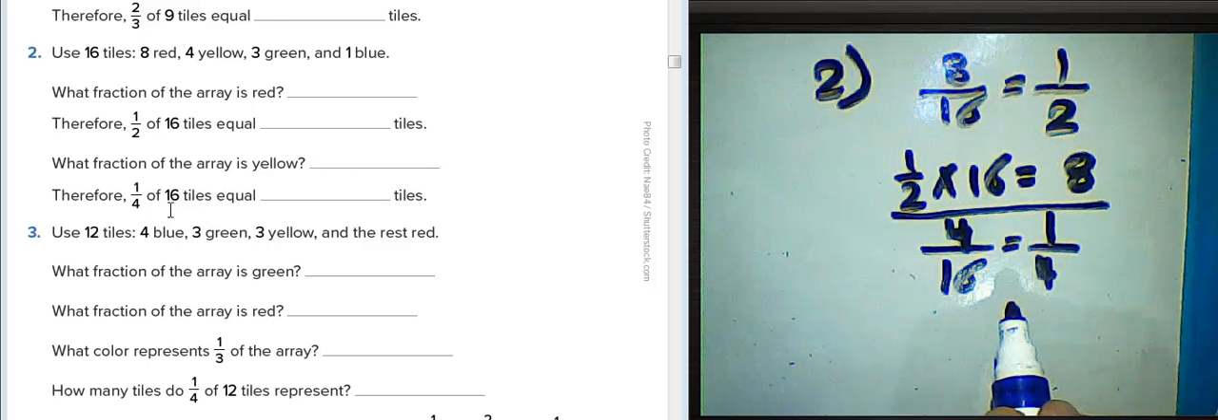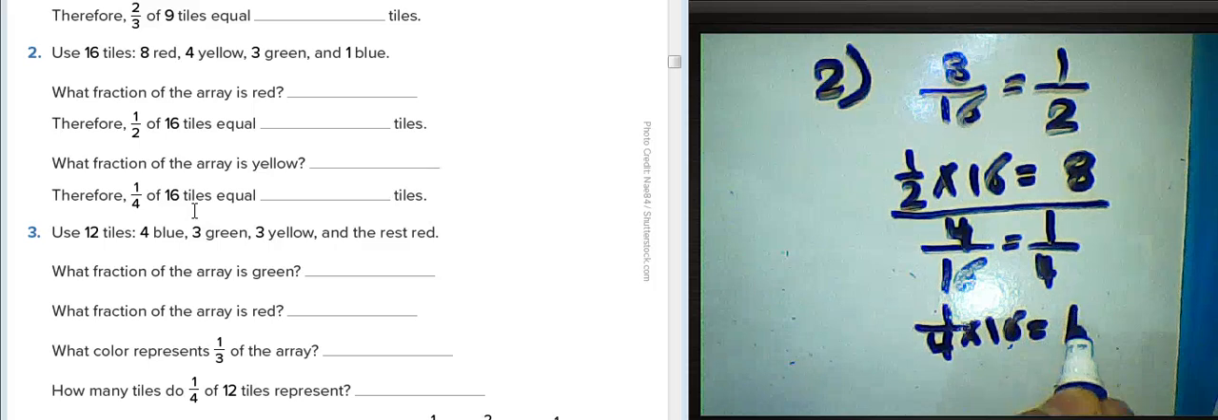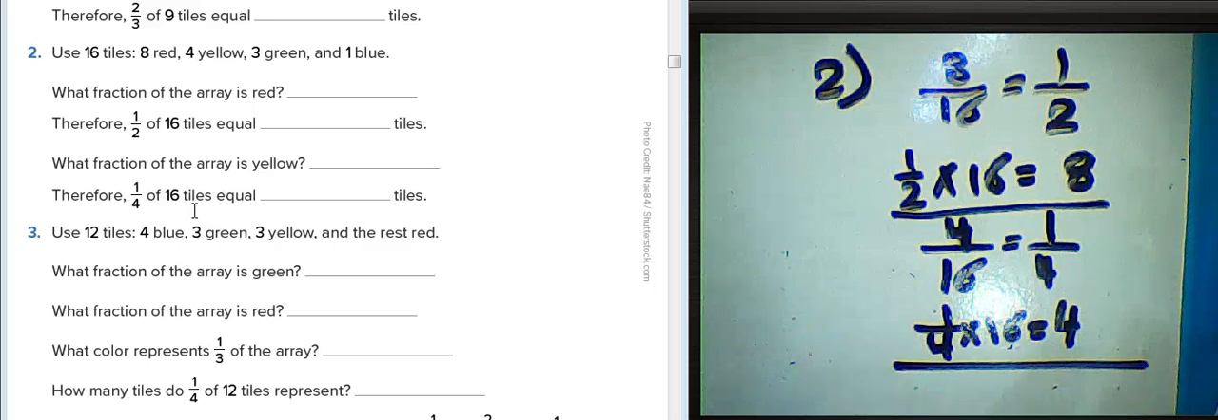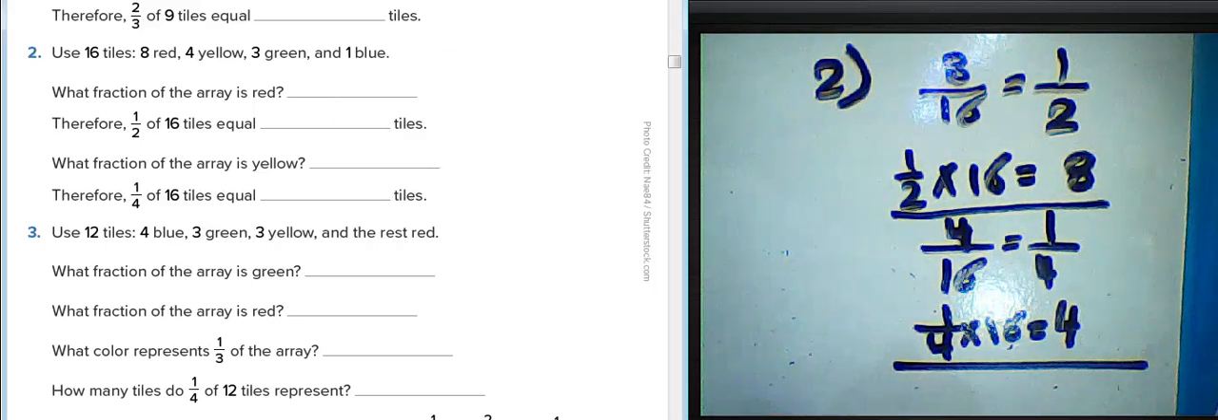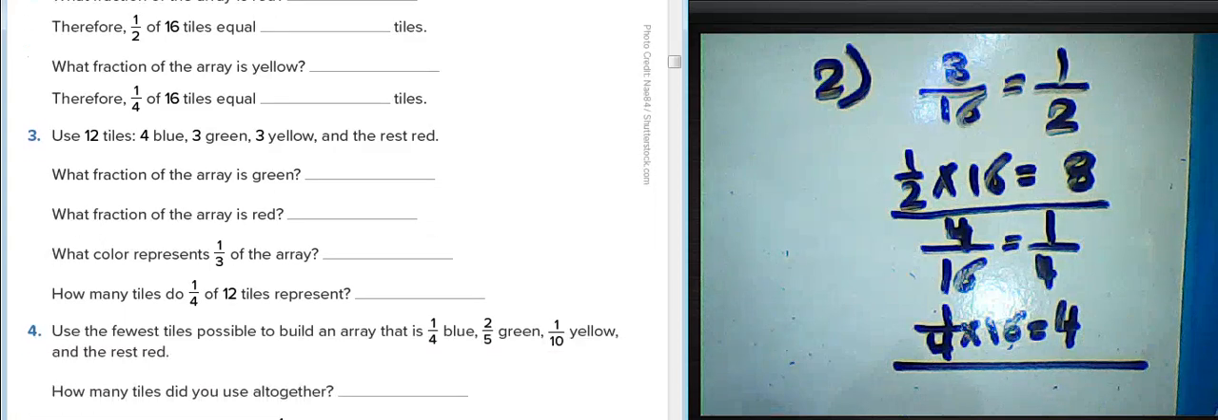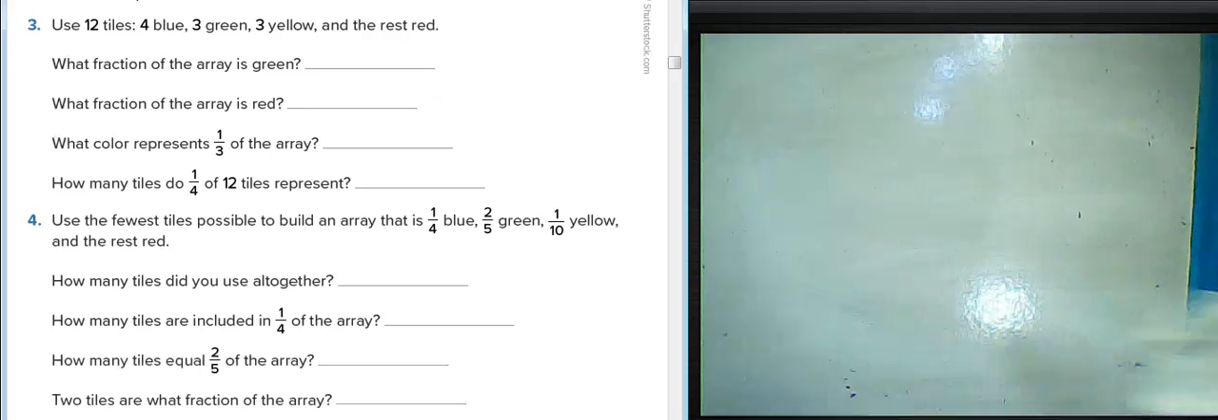Therefore 1 over 4 of 16 equals, we must find the multiplication of one fourth and 16. One fourth multiplied by 16 equals what? Equals 4. So the result will be 4. We must write 4 in this space for question number 2. So this example number 2, I solved all the steps. I will solve question number 3 with you. Okay, I will clear this and then solve it.